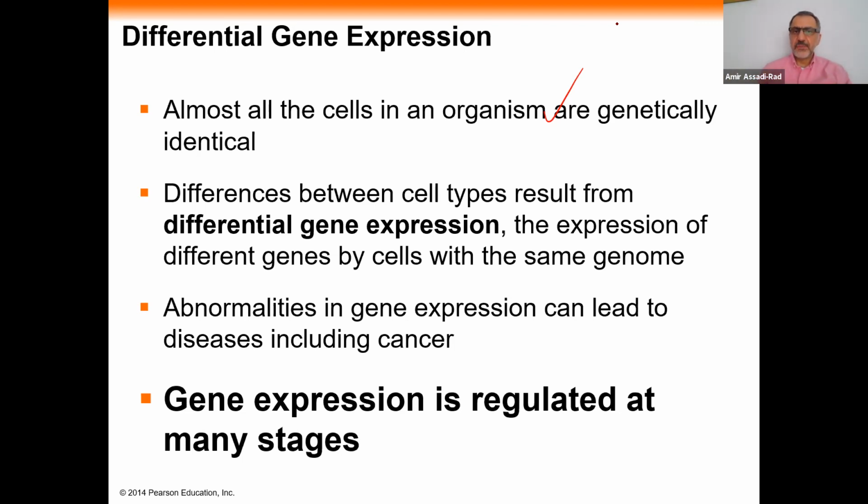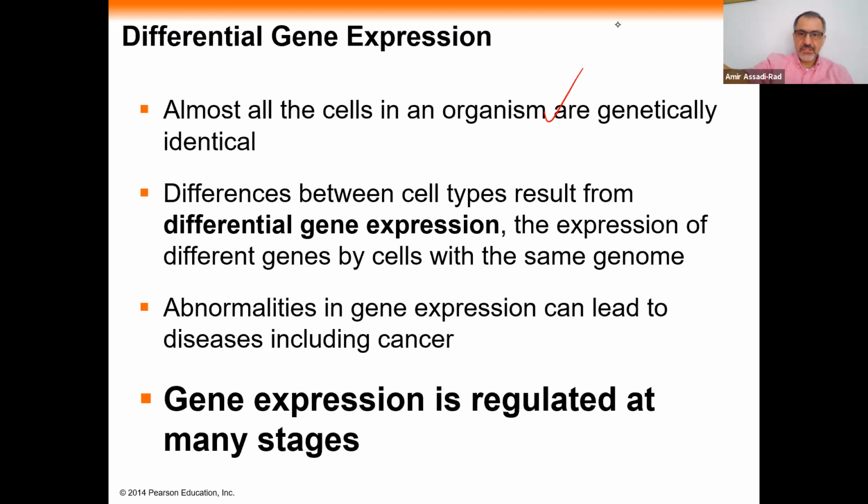Okay, differences between cell types result from differential gene expression. The cells in my hair make different protein molecules. The cells in my eyes make different protein molecules, but genetically they are the same. I hope I'm making some sense. Differential gene expression is the expression of different genes by cells with the same genome. Okay, so abnormalities in gene expression can lead to diseases, including cancer, which we will talk about.